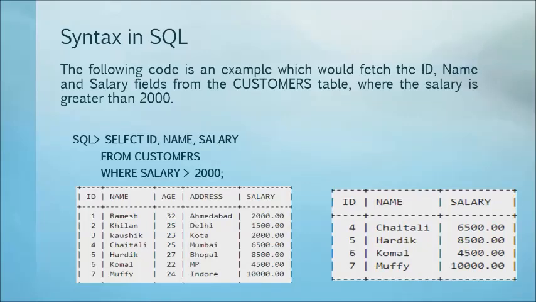From the customers table, which consists of IDs 1 to 7 and the fields name, age, address, and salary, we will be fetching ID number 4, Chaitali, who has a salary of 6,500. And then Hardik, whose salary is 8,500, which is greater than 2,000. And then Komal, 4,500. And Mafi, whose salary is 10,000. So our generated output will only be IDs 4, 5, 6, and 7.